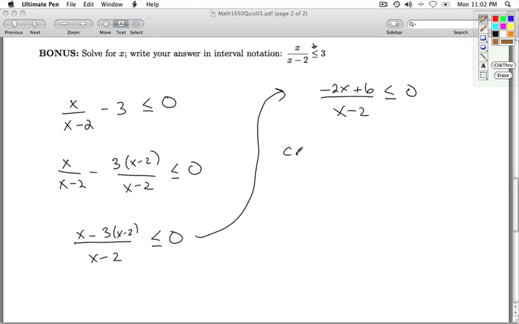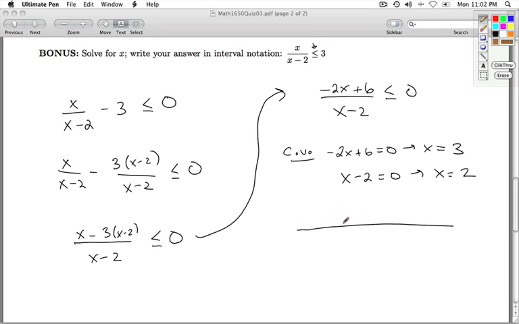So we now get our critical values. Critical values are any place the numerator is 0, any place the denominator is 0. And once again, we're looking for places where we could change from being positive to negative. So for critical values, we set the numerator equal to 0. We get x equals 3 out of that. Places where the denominator is 0, we get x equals 2 out of that. So what we do is we display these then on our real number line. So here's 2 and here's 3.